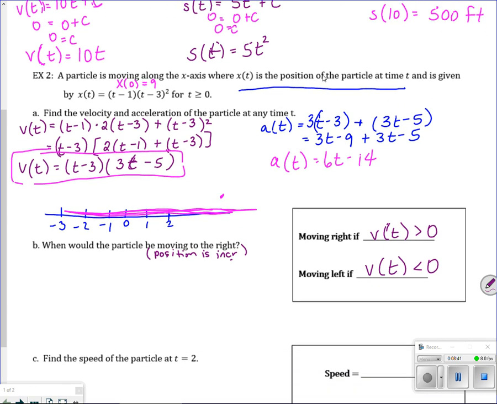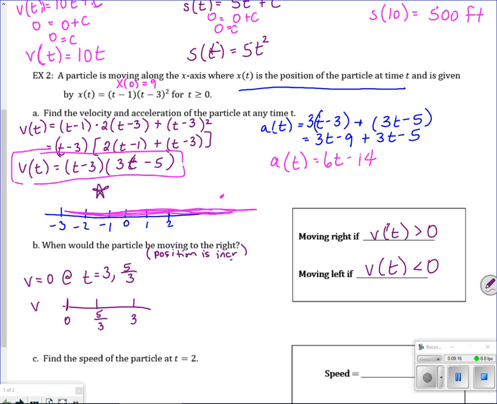So this particular question said, when would the particle be moving to the right? Well, here is our velocity. I need to figure out when the velocity is positive. So what I need to do is a sign analysis. Velocity equals 0 at t equals 3 and 5/3. So if I did a sign analysis on that, make sure you put those in the right order. 5/3 is less than 3. And notice I'm going to put 0 here.